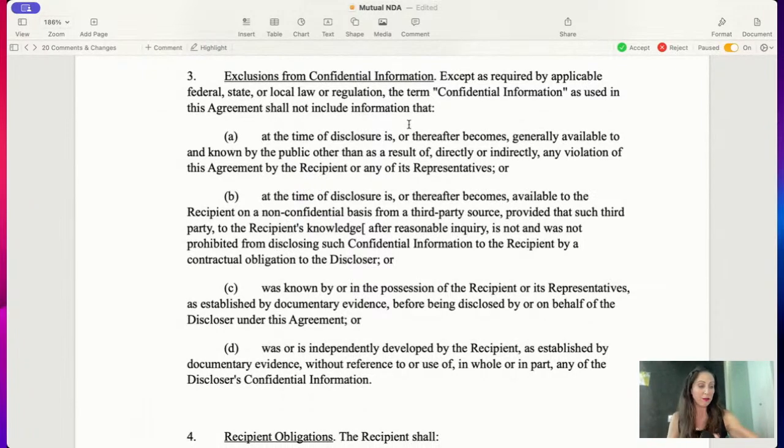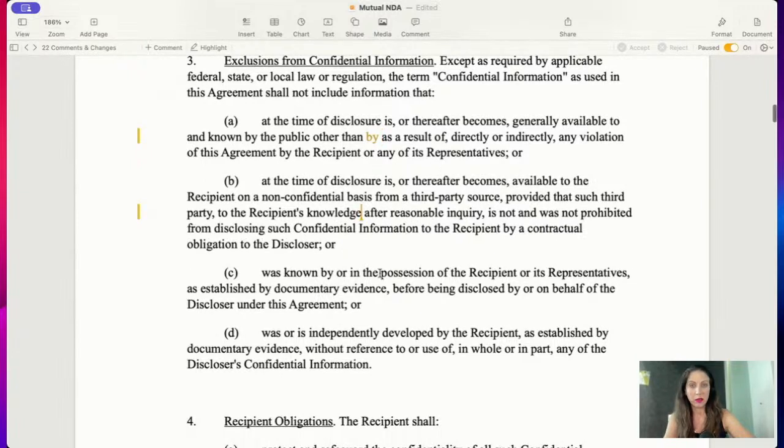There's these key four. Because required disclosure, or there's after it becomes generally available, known by the public as a result of, unknown to the public, other than by a result of the disclosure that was by documentary evidence.